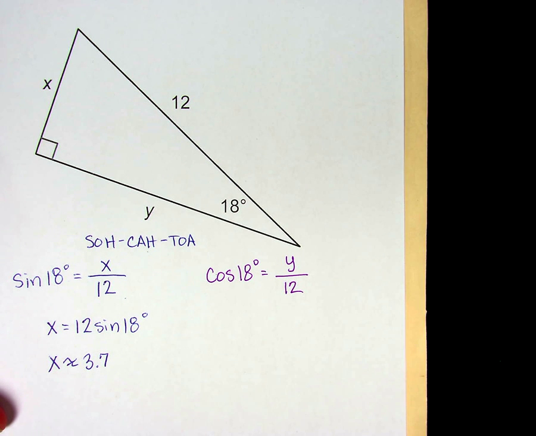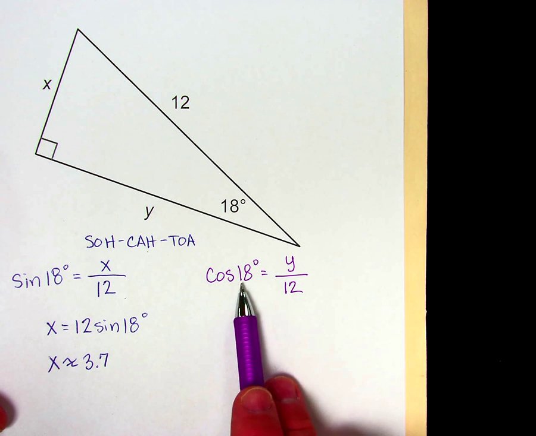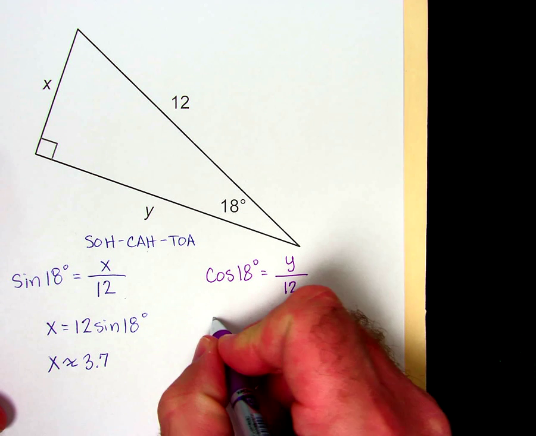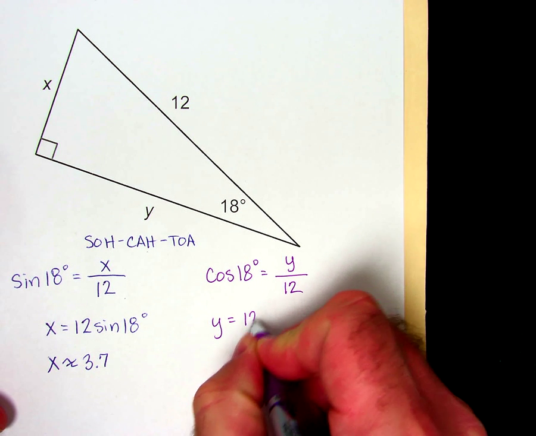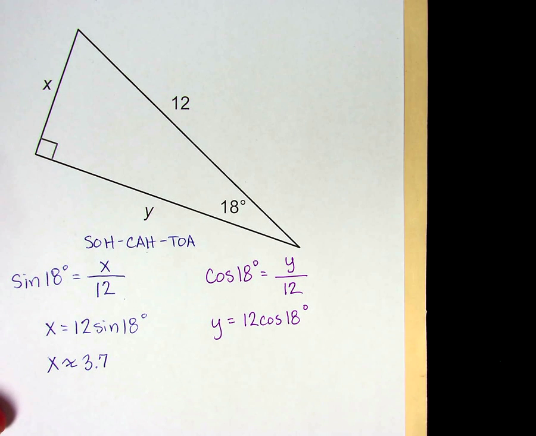So I haven't touched my calculator yet. Solve for y. We need to multiply both sides of the equation by 12. So y would equal 12 times the cosine of 18 degrees.